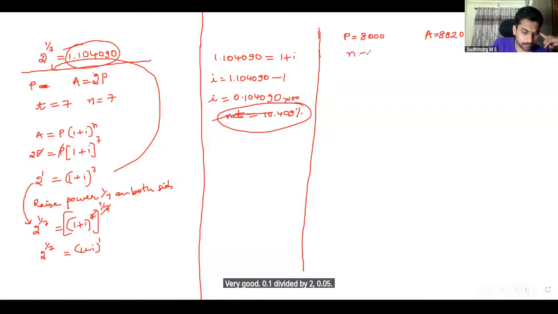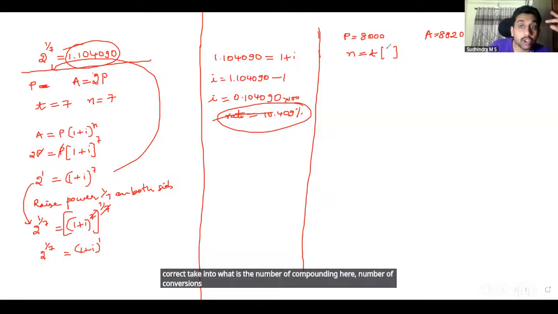What is N? Not given. You have to find. We have to find T, not N. If we have to find N, what is N? T into number of compounding. Correct. What is the number of compounding here? Number of conversions per annum. 2. So can I say N is 2T?